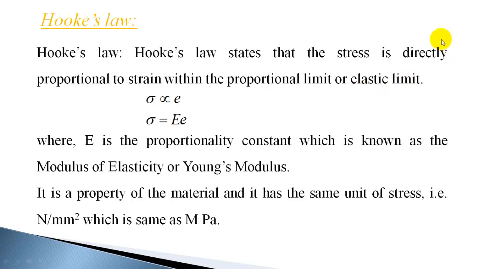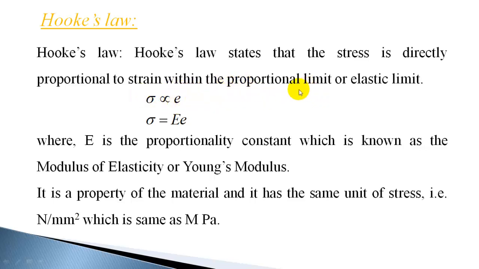For example, if you take a rubber band and pull it with a small amount of force, on removal of load the rubber band will regain its initial shape. But if you apply more force, there will be a permanent deformation. So if you go beyond the elastic limit, the material deforms and permanent deformation takes place. So the loading should be within the elastic limit or proportional limit. Proportional limit means where the proportionality between stress and strain exists.